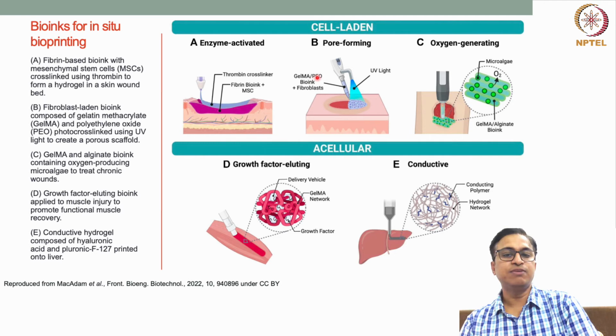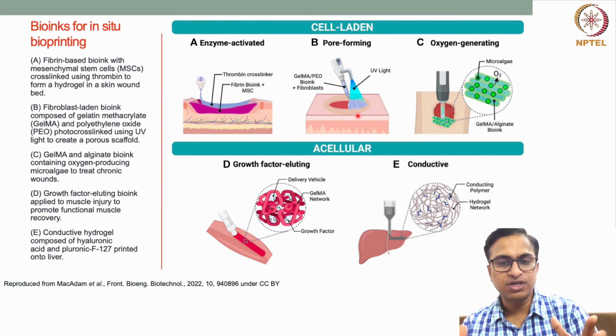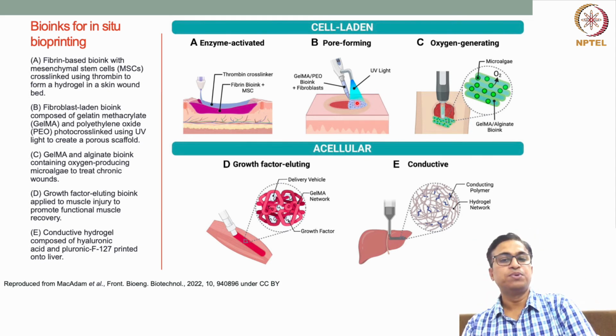Suppose the gelma plus PO is put here with the cells, then UV light is turned on, and the whole thing gets cross-linked, solidified, and becomes a gel. Now from there, when the PO leaches out, then what will happen? Then we get a pore-forming structure.